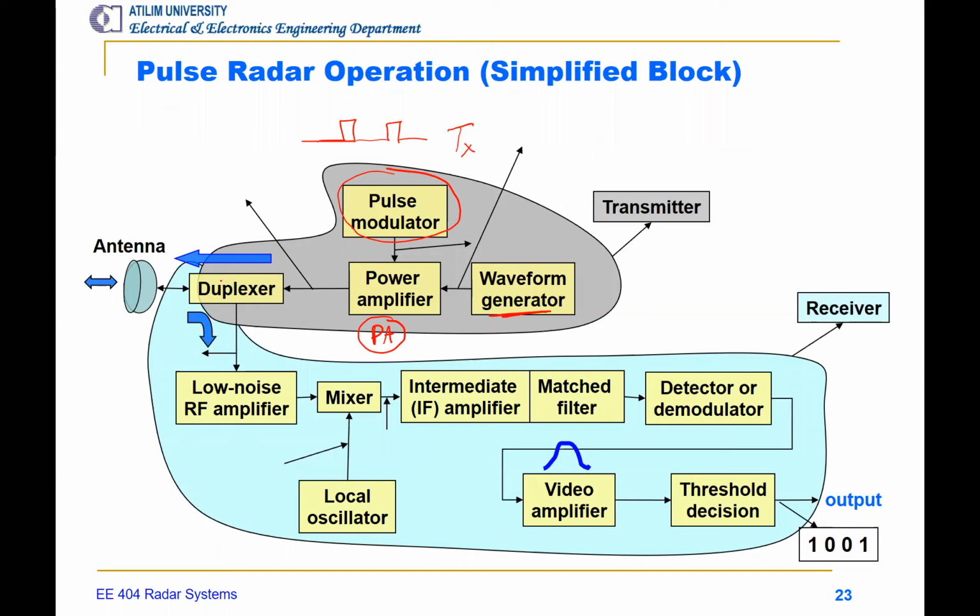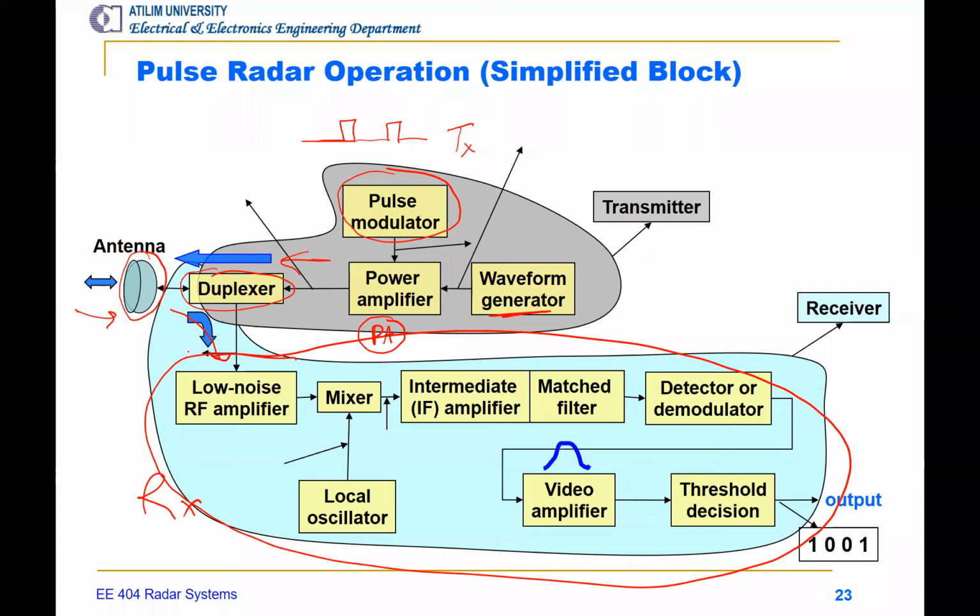And then we have a duplexer. The duplexer transmits a signal coming from the power amplifier to the antenna. If there is a signal picked up by the antenna, it passes that signal to the receiver. So here is the receiver. The duplexer is very critical. It allows us to operate a radar system with a single antenna, both transmitting and receiving together at the same time.